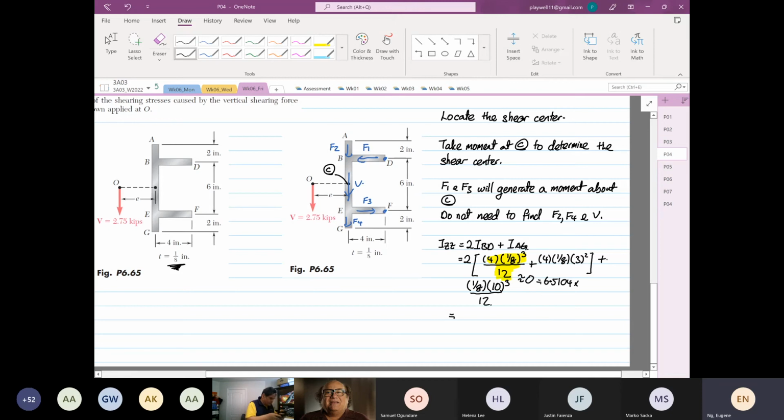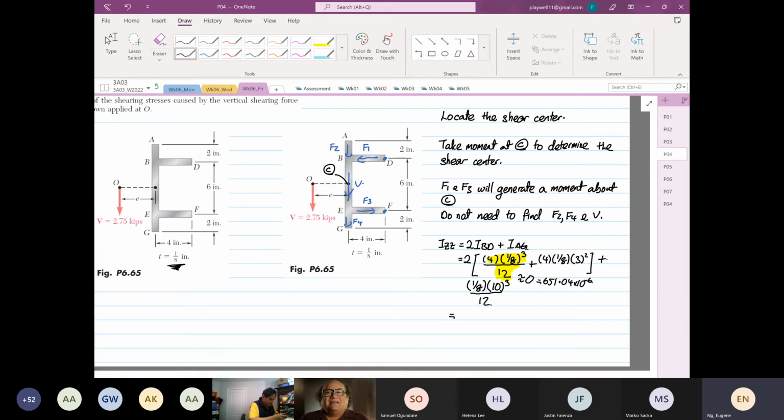Wait, let me do an engineering term. It's 651.04 times 10 to the power minus 6. So it's very small, okay? So I'm going to ignore it. I'm going to ignore the yellow term.